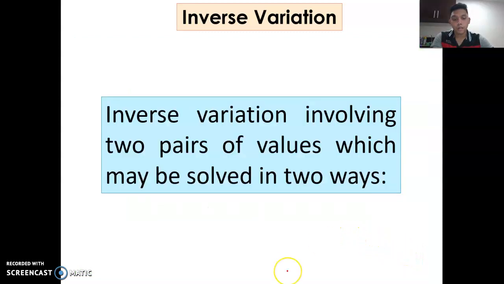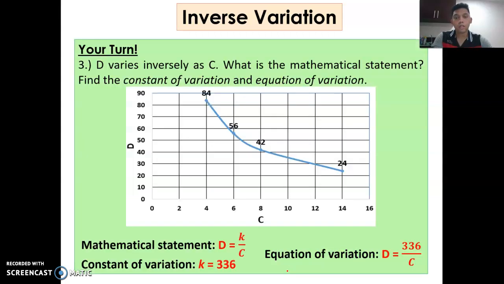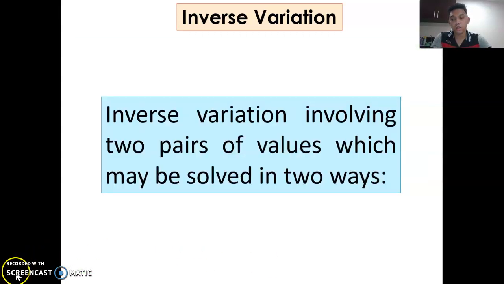Okay? Next is inverse variation involving two pairs of values, which may be easy. So let's just have this one in another video. I'll just cut this one into two parts.